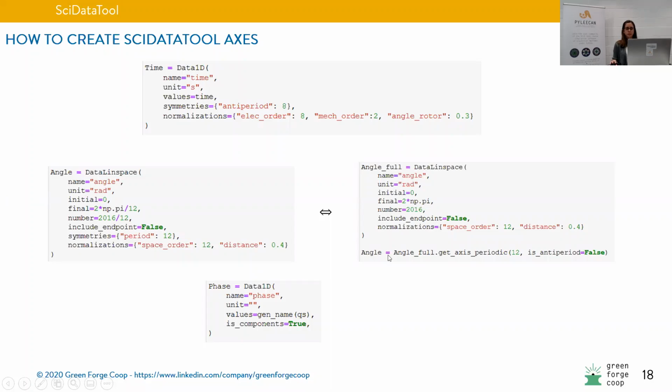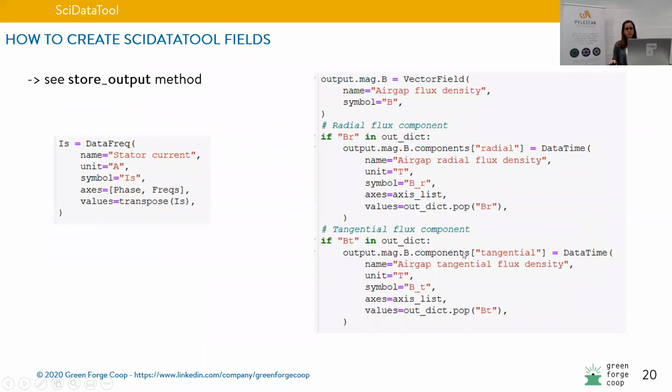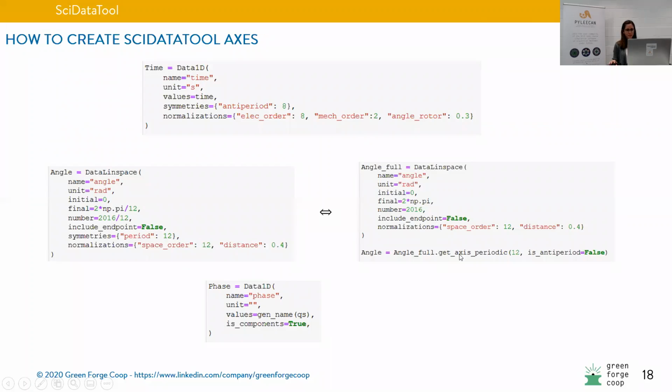And then if you want to get the periodic part of this axis, we can use this SciDataTool method, get axis periodic. You say what the period is, and it will extract and create the equivalent data objects with the periodicity. So it's very handy, and it's used a lot in Pyleecan.